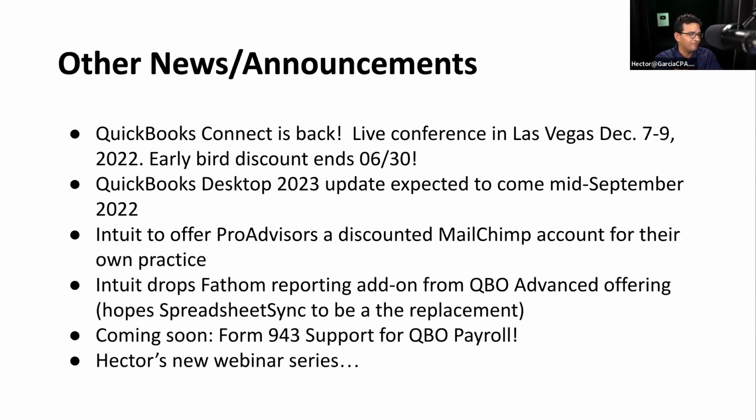I love that conference. Two, QuickBooks Desktop is expected to drop mid-September, like normal. So I don't see any reason why they would change that. Intuit is going to offer pro advisors a discounted MailChimp account for their own practice. That actually is being announced today as we speak, in conflict with another webinar from Intuit. So check into that if you want to use MailChimp.